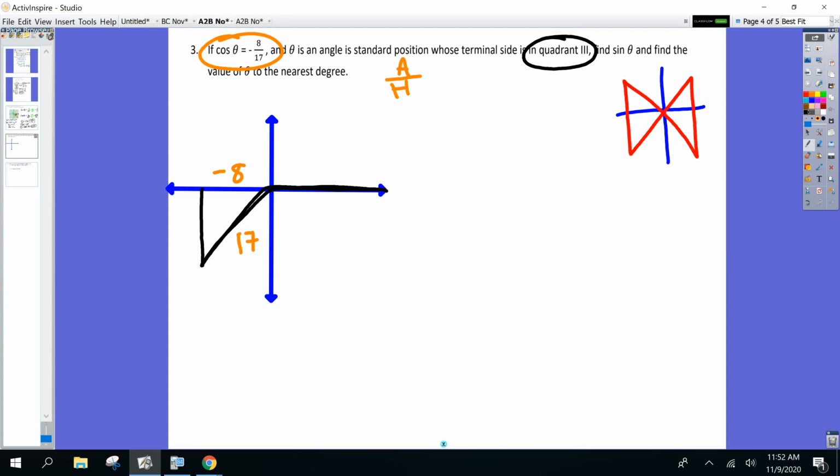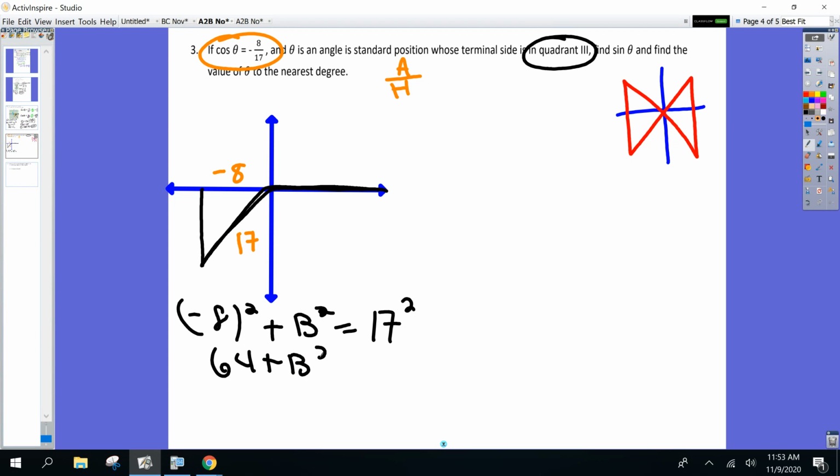What's this Pythag going to look like? -8 squared plus, be careful, it's not 17 squared. It's B squared. 17 is the hypotenuse, that's C, so 17 squared. You're solving for a leg here, so that's B squared. So go ahead, solve for that B. What was 17 squared? 289. B squared should be 225. Take the square root, it's got to be 15. So that side's 15.